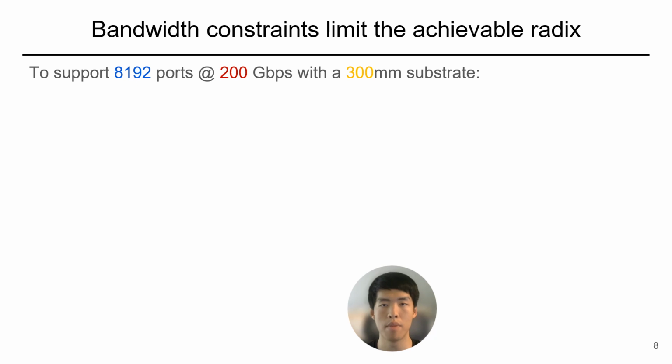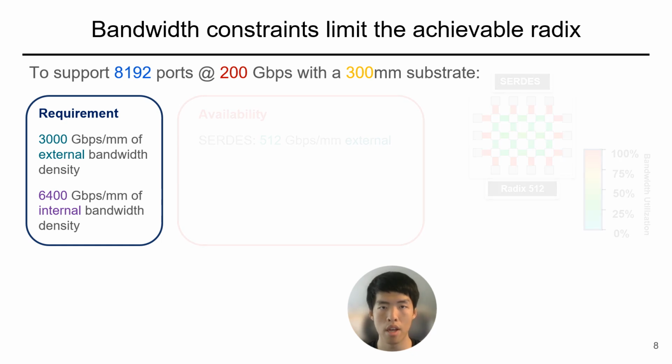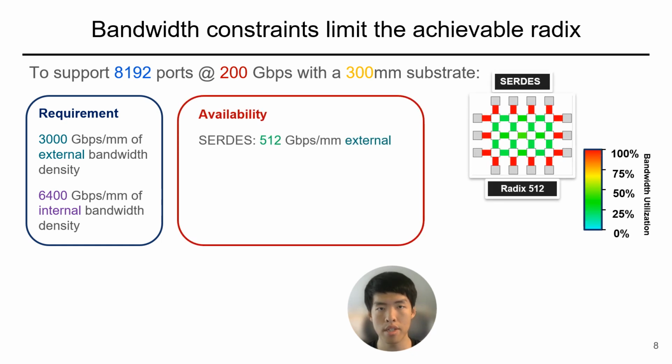However, the reality is much more complicated. To achieve the promise of 32x higher radix, we need 3000 gigabits per second per millimeter of external bandwidth density, and 6400 gigabits per second per millimeter of internal bandwidth density. If we assume SerDes-based external connectivity, we hit only 512 gigabits per second per millimeter of external bandwidth density. So we are severely bottlenecked by I/O bandwidth, shown by these outer links in red.